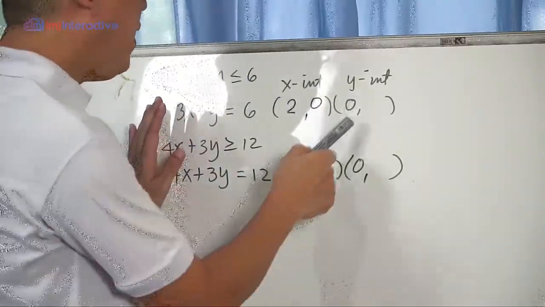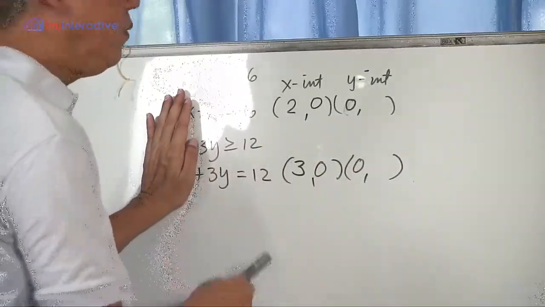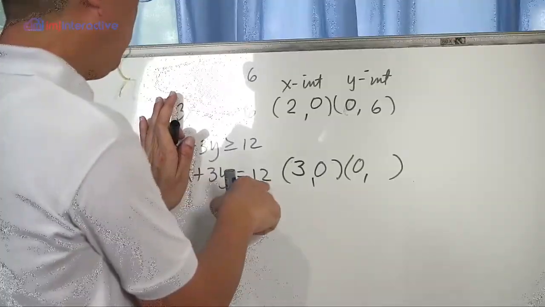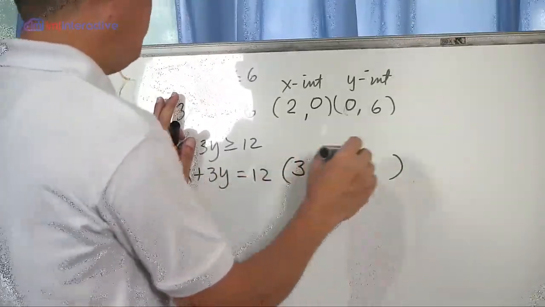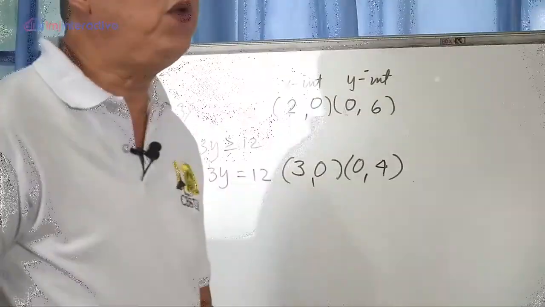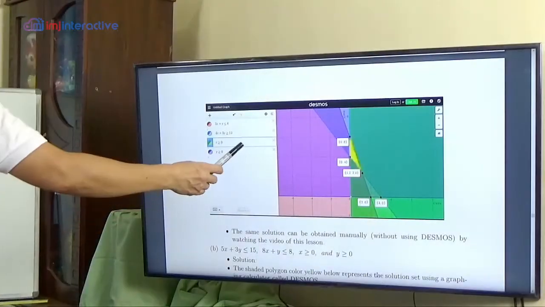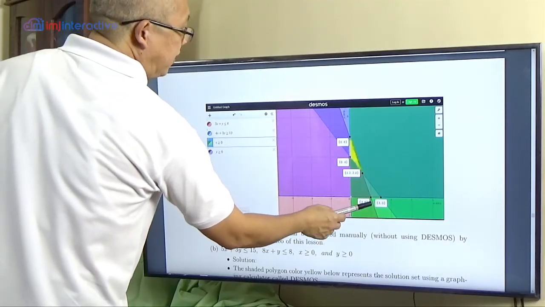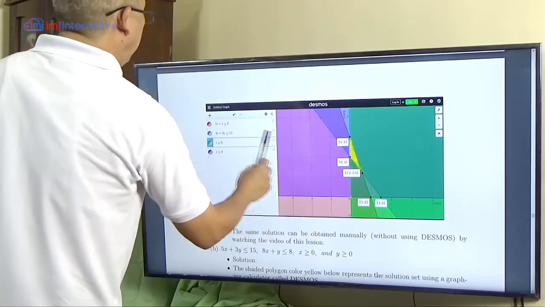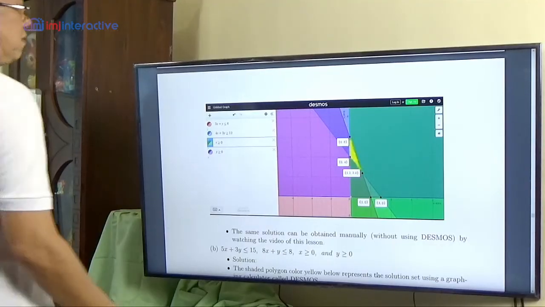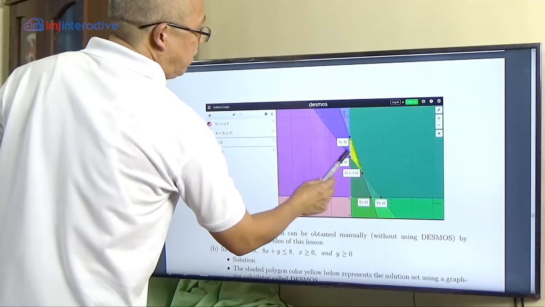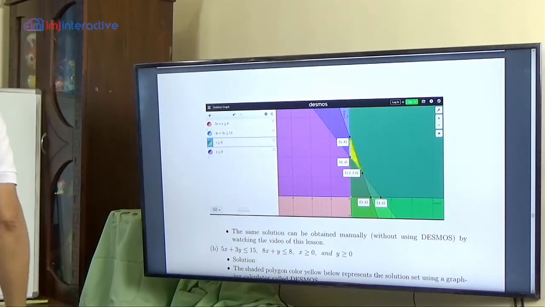What about the y-intercept? So x is 0, so you cover this part. Y equals 6. So this is 0. 3y equals 12. 3 times blank equals 12. 4. So if you look at your graphs here, you have it here. 2, 0, 0, 6. So this is the line representing 3x plus y equals 6. Then 3, 0, 0, 4, you have this line. And that is the line representing 4x plus 3y equals 12.